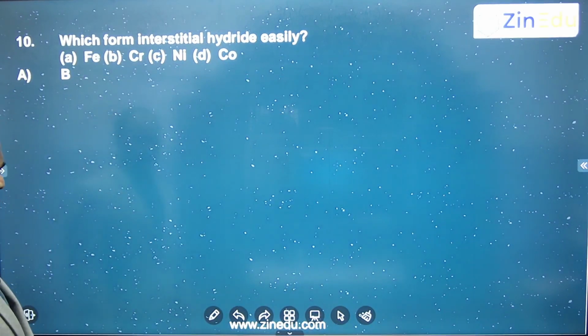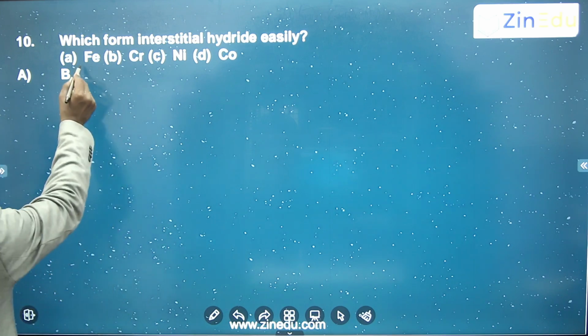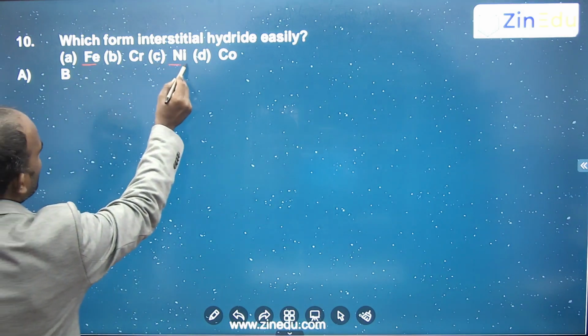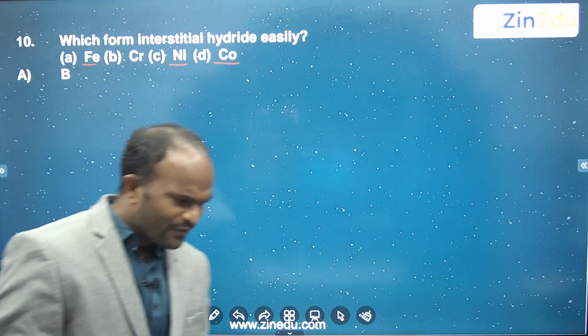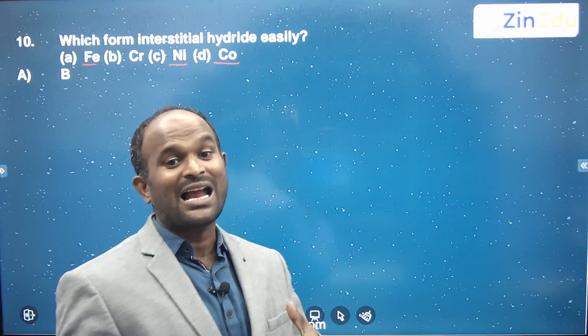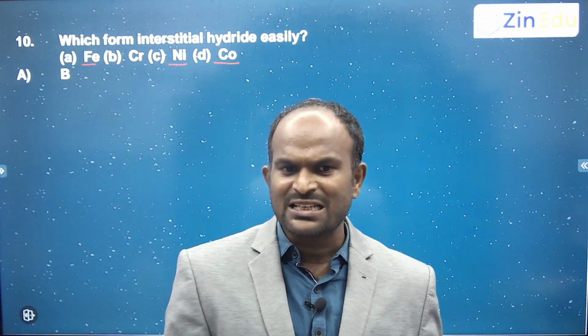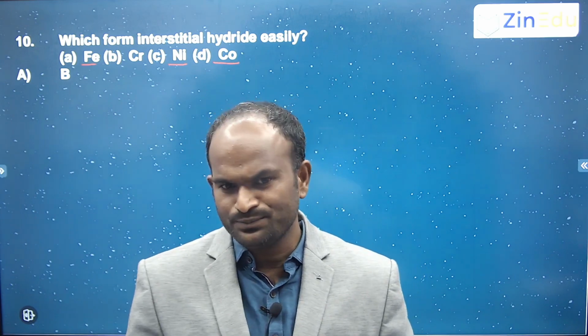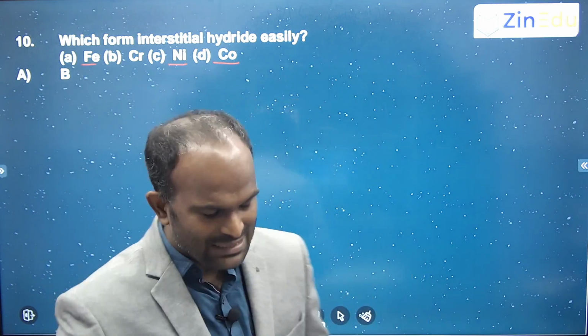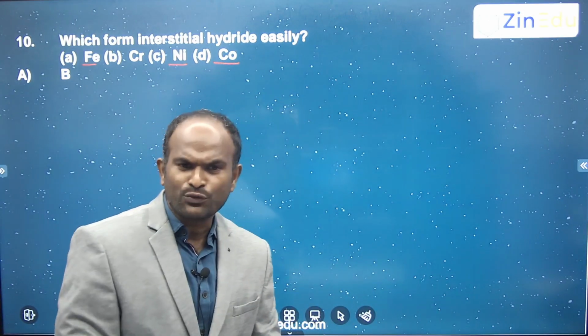Next, which form interstitial hydride easily? Actually, we know that the 6th, 7th and 8th groups do not form hydrides because of what we call a hydride gap. Sorry, I mean 7th, 8th and 9th, they cannot form hydride.